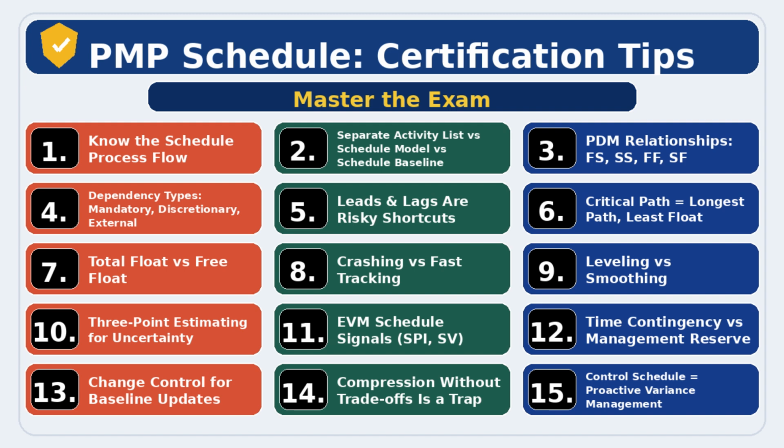Schedule contingency time buffer versus management reserve time. Schedule contingency time buffer is built into the schedule for identified or known risk from the risk register. Project manager can use it as a planned response. Management reserve of time is allocated for unknown. It typically requires sponsor or management approval and often triggers change control if it affects the baseline.